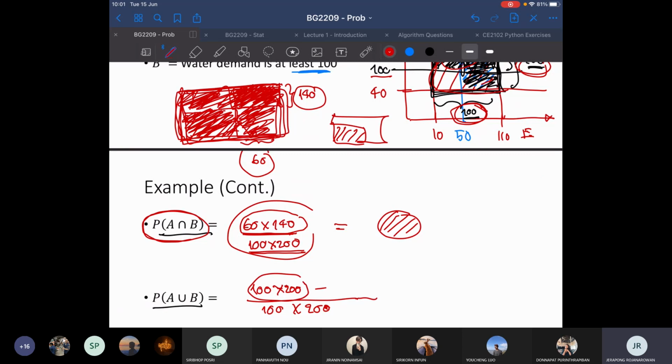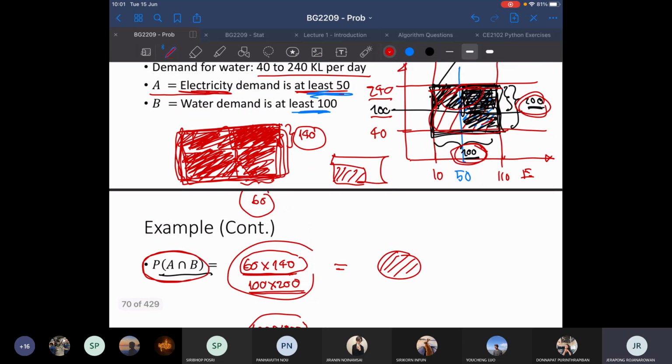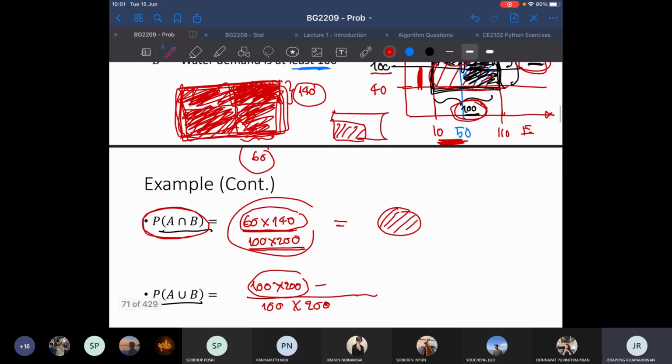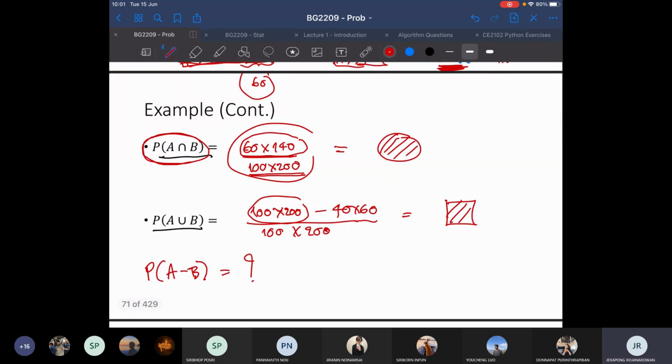So the whole minus, what is this one? Okay, this one is 40, right? 10 to 50 is 40. And this one is what? 40 to 100 is 60. So 40 times 60, and then you're gonna get your answer. Okay, just like that.